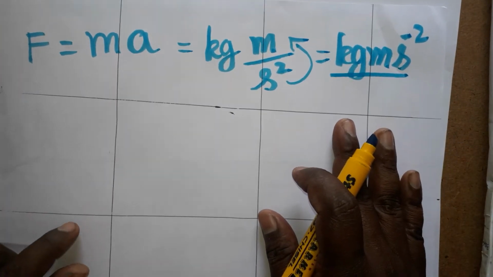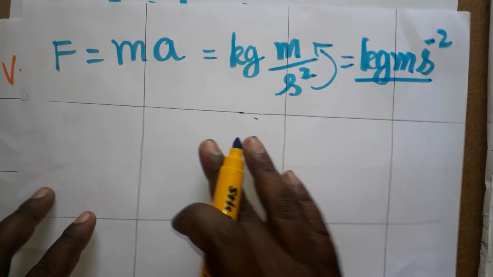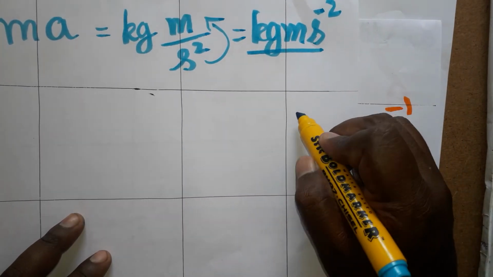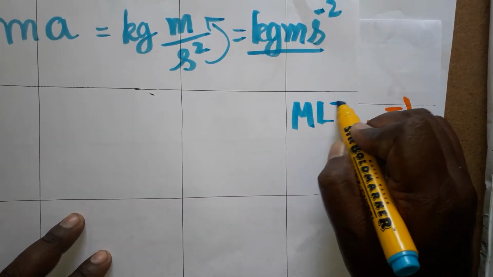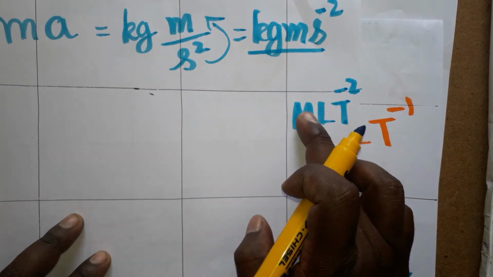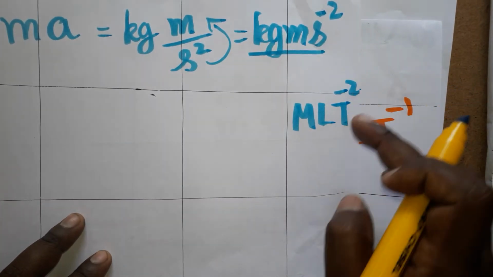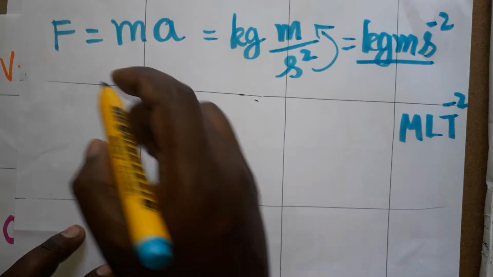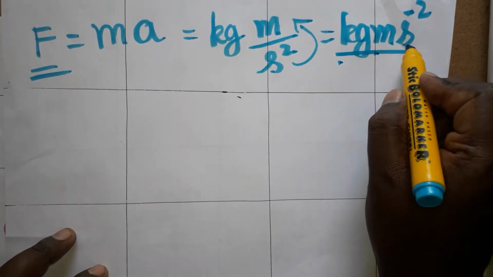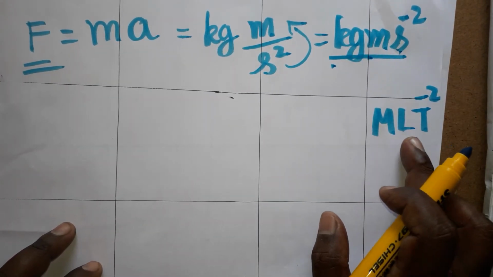Now the dimensional formula. For mass we take M, length we take L, so M L T minus 2, because mass is M, length is L, time is T, T minus 2. M L T minus 2. The force SI unit will be kg meter second minus 2. Dimensional formula M L T minus 2.